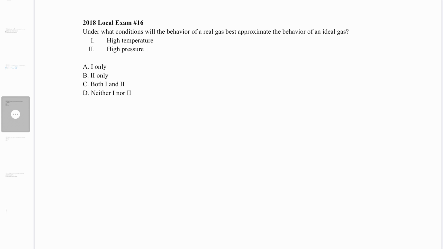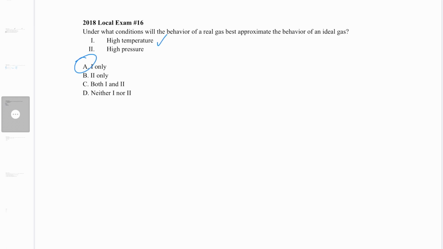So we want one, really low pressure, and we want high temperatures. High temperatures are going to make it so that the molecules themselves don't really interact much. They're way too fast for them to form intermolecular forces. So we want high temperature, low pressure. So that's going to be just 1. So our answer is A.